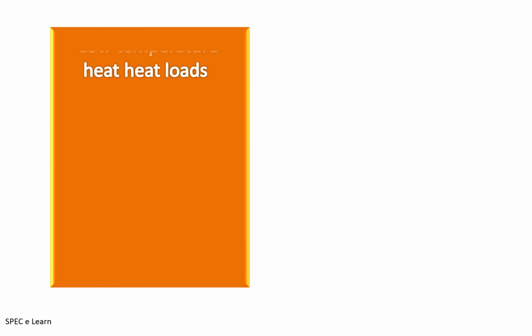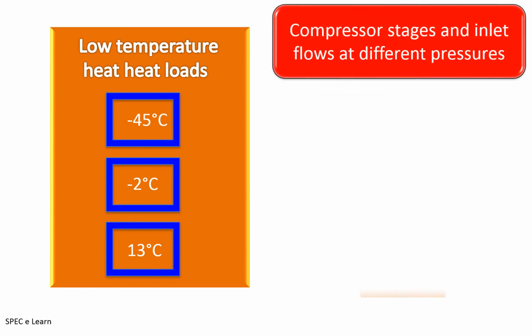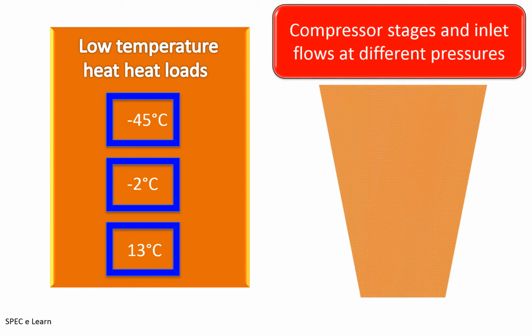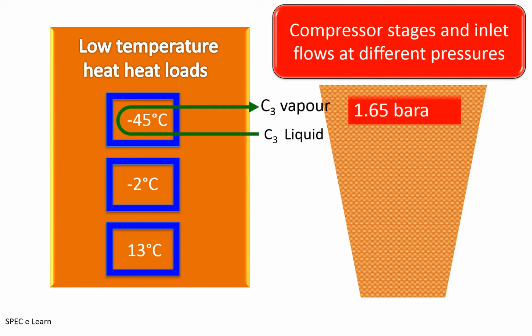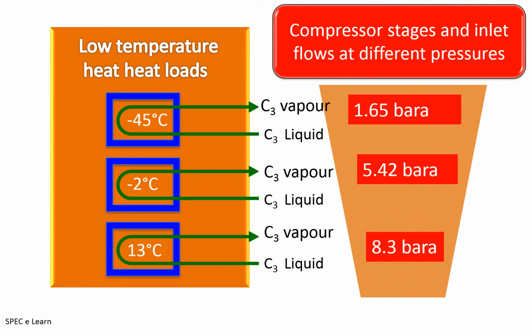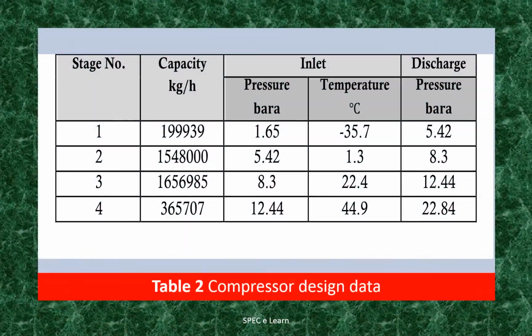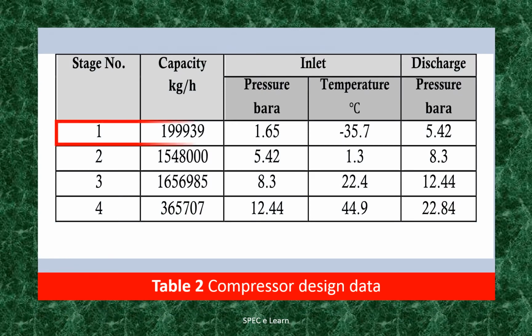This sketch illustrates how the various low temperature heat loads in the plant are integrated with the compressor inlets. Compared to the operating pressures of the chiller and other units, the system resistance was less. The propylene chiller operating temperatures and refrigerant side corresponding operating pressures determine the inlet pressures and intermediate discharge pressures of the compressor. These are estimated and listed in the table here along with the vapor capacities based on the refrigeration temperature and load.